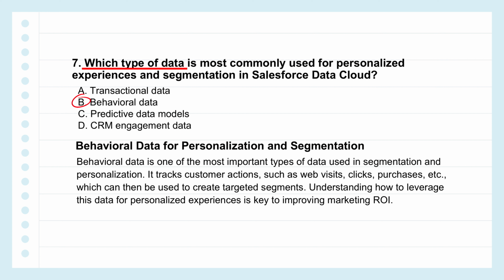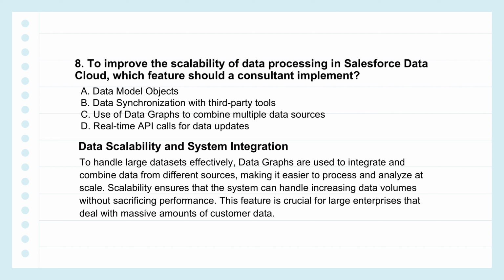All right, question 8 is all about scale. How does Data Cloud handle those massive amounts of data that businesses are dealing with these days? Right. So to enhance the scalability of data processing, a consultant should recommend using data graphs to connect multiple data sources. Okay, so it's about creating those relationships between those different data points. Exactly. But how does that actually improve scalability? Well, by creating a unified data layer, data graphs streamline the process of accessing and analyzing information. So it's not about physically putting all the data in one place. It's about creating those connections so it can be accessed efficiently. Exactly. It's like having a central map that guides the system directly to the insights you need. Ah, I see. So you're removing those bottlenecks.